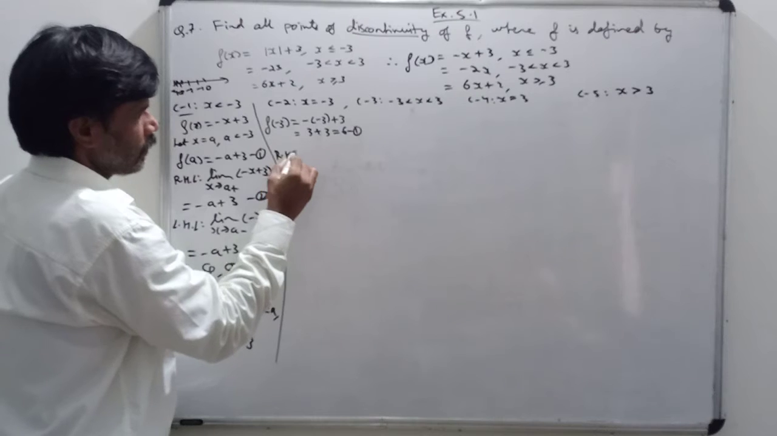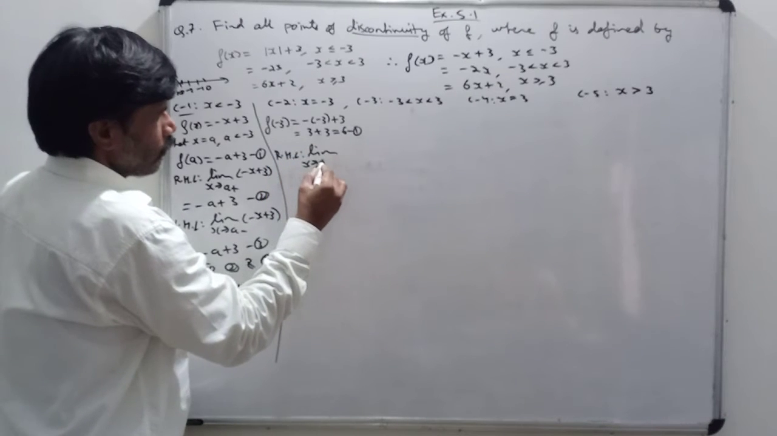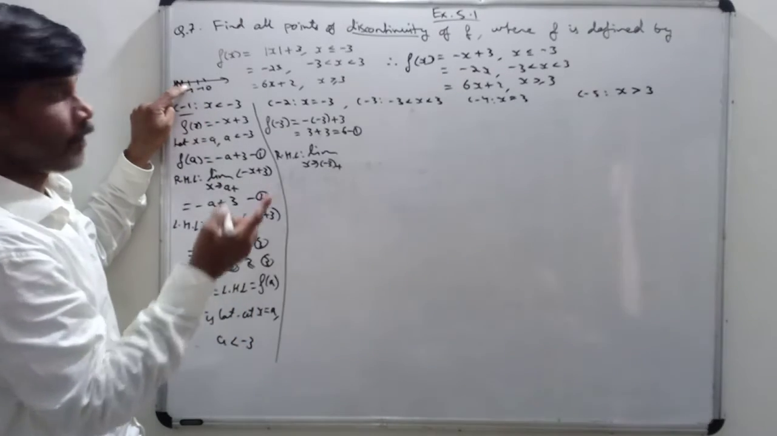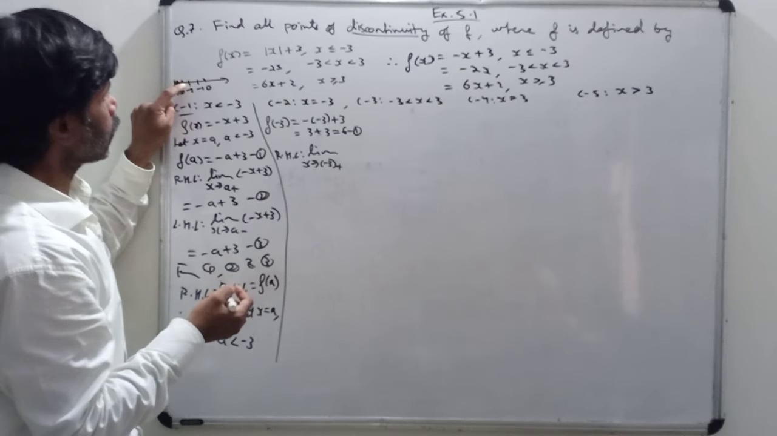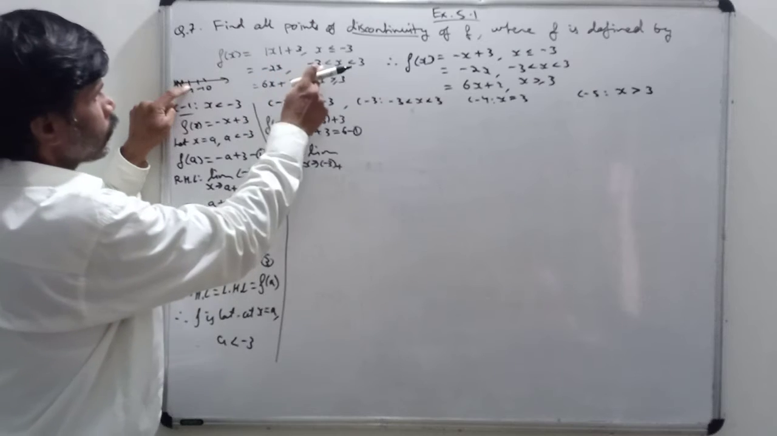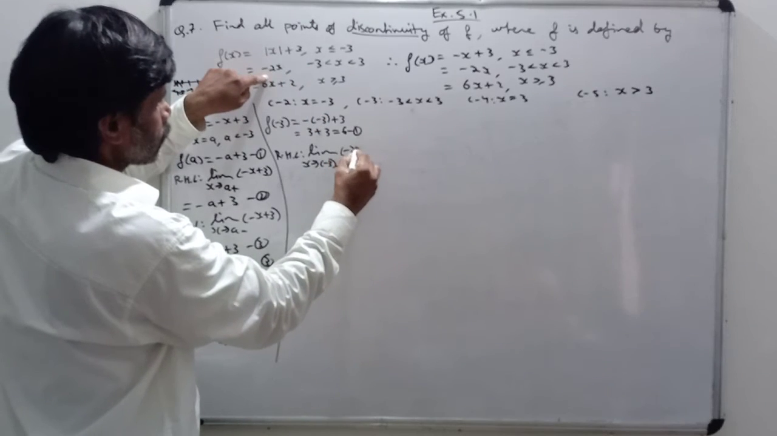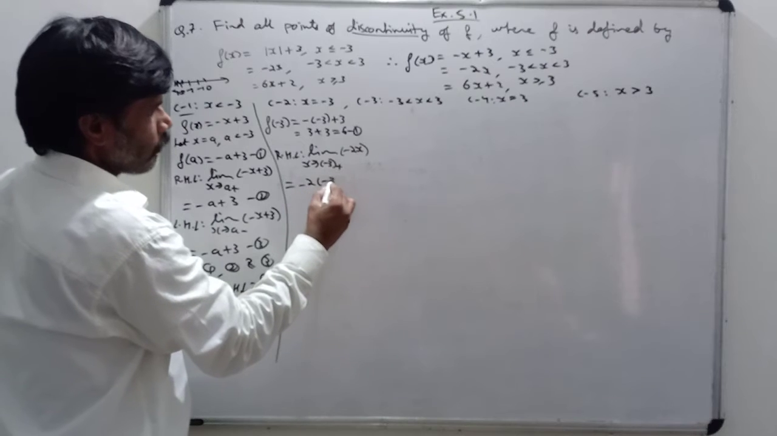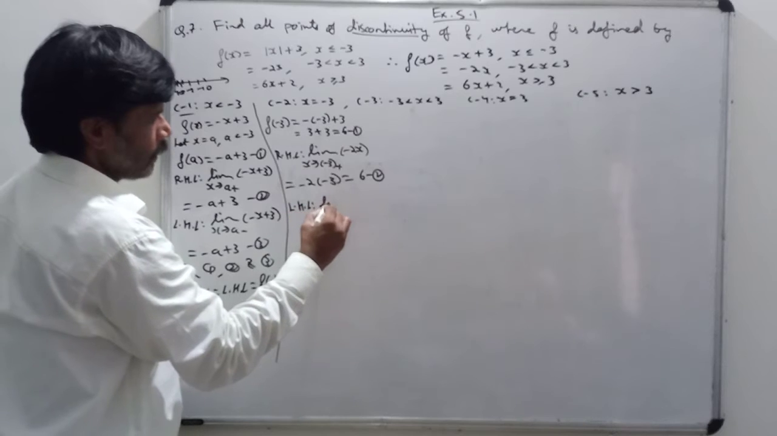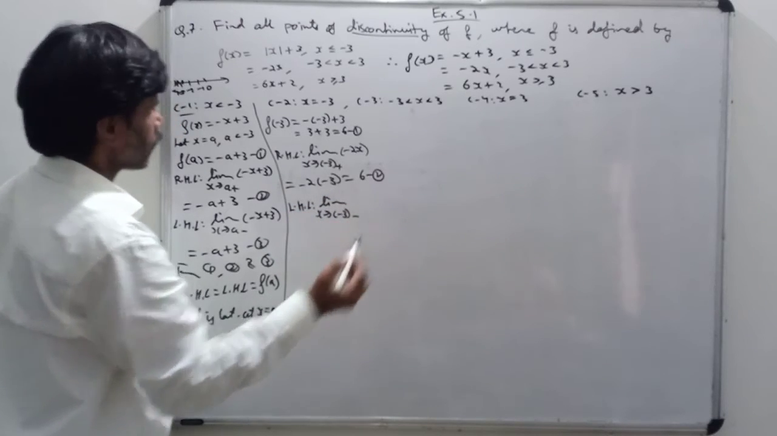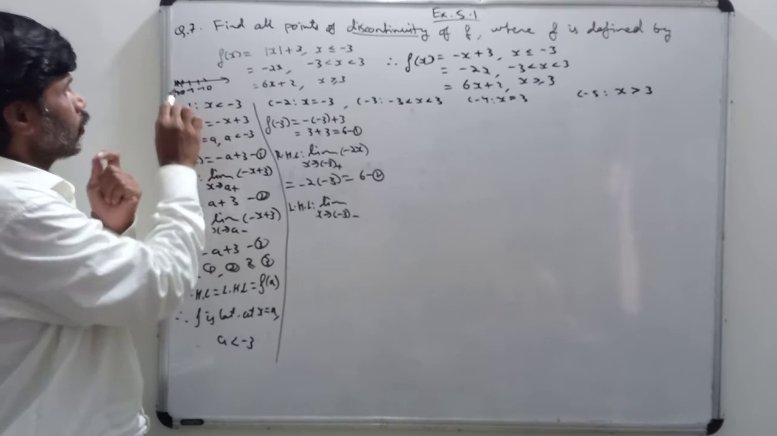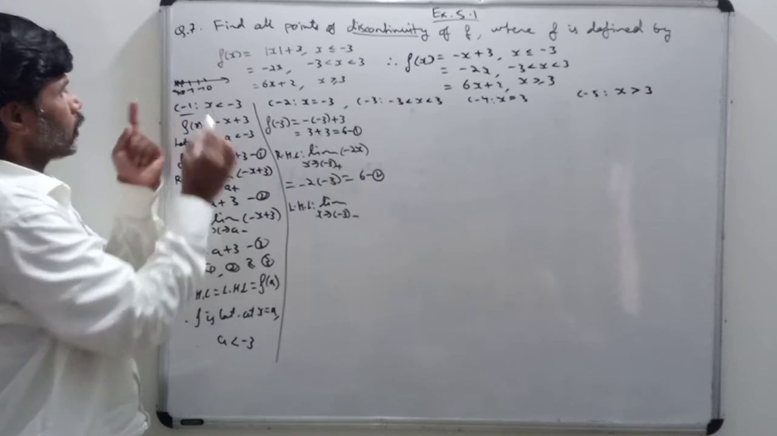Now I will find out the RHL, limit x tends to -3 plus. -3 plus means -2.99. -2.99 is greater than -3, so the function will be -2x. Now apply the limit: -2 into -3, that is equal to again 6. This is number 2. Then you find out the LHL, limit x tends to -3 minus. -3 minus means you are to the left of -3, so -3 minus means -3.01, this side.